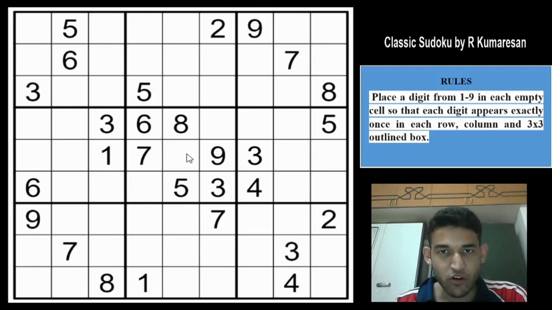Okay, we have a 1 in row 5 and a 1 in column 6. So 1 in box 5 has only one cell left and that has to go here. Now the remaining digits in box 5 are 2 and 4, right? But 4 cannot be in row 6, so 4 has to go here and this has to be a 2.